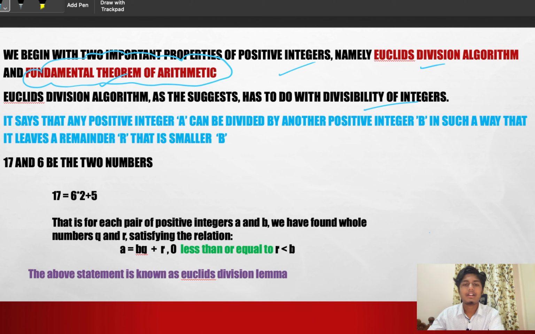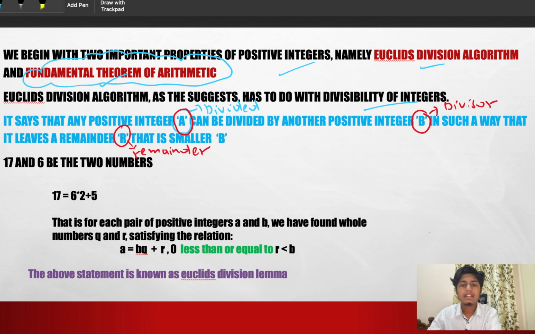Here a is dividend and b is divisor and r is remainder. So every positive integer a can be divided by another positive integer b in such a way that it leaves a remainder r that is smaller than b.